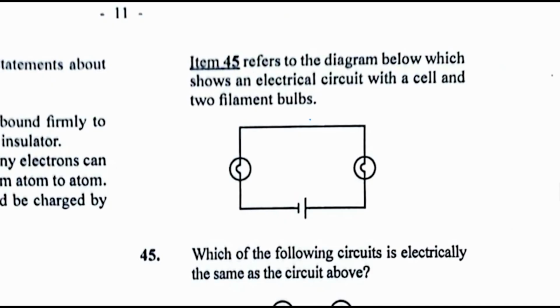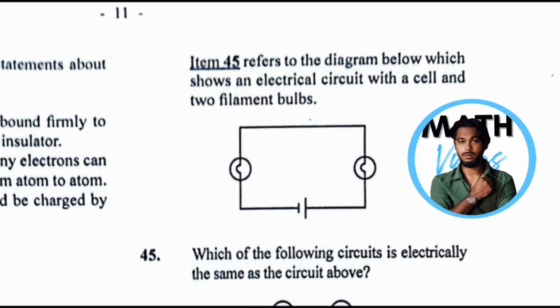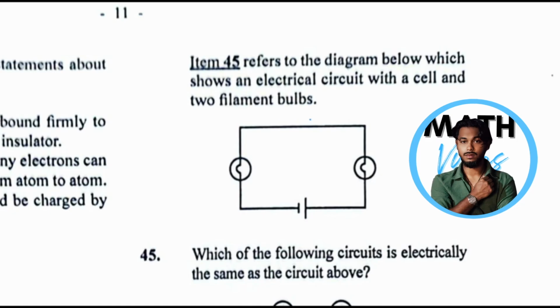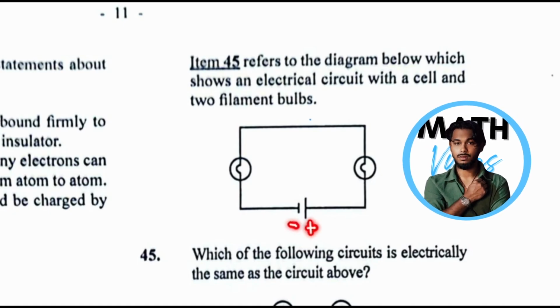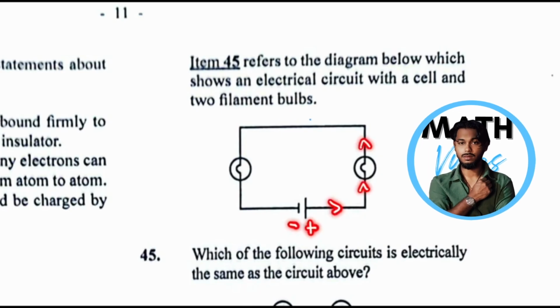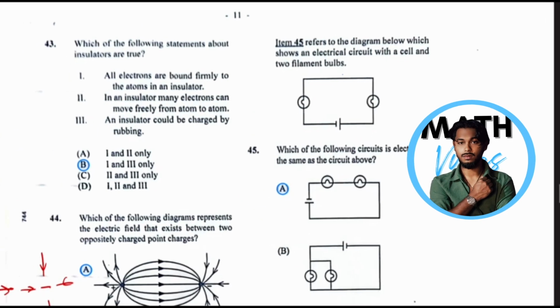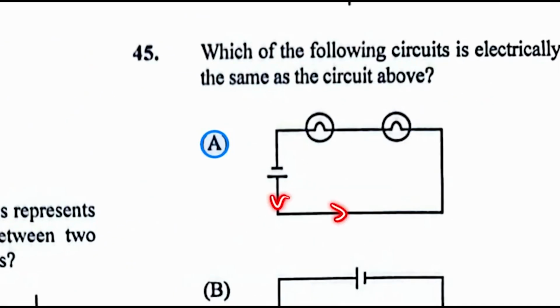45. Which of the following circuits is electrically the same as the circuit above? In this circuit over here, we have a series connection. Some of you might be wondering, how do I know it's a series connection? Anytime you have one singular pathway for current to flow, you're dealing with a series circuit. If I were to draw the direction of the conventional current, you'll see that the current goes in one loop. We have a negative and a positive terminal over here, so I'm going to put in the direction of the current. And when I do this, recognize there's only one path for current to take. So this is a series circuit. The same thing happens for this circuit.